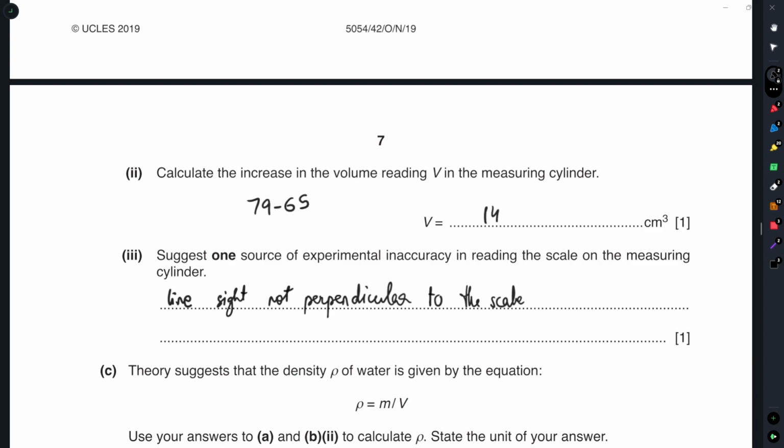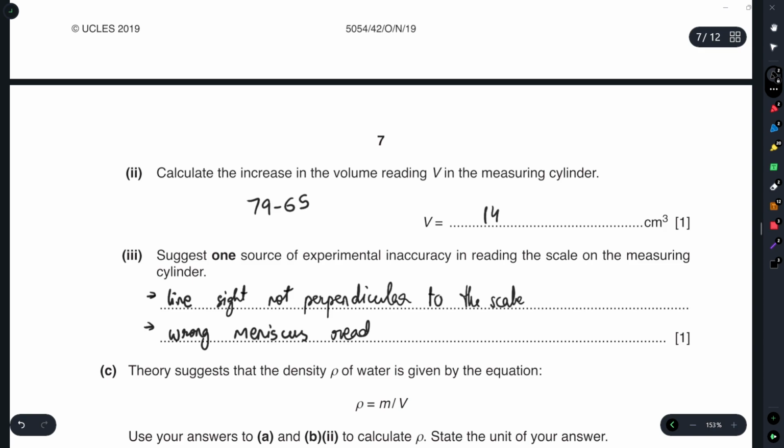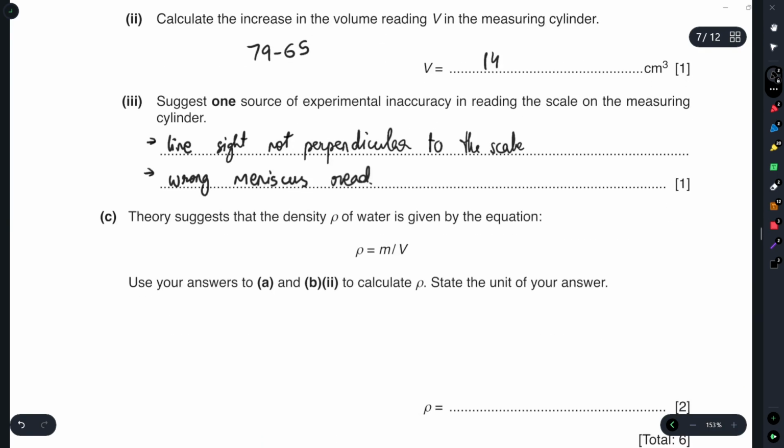The second thing you could say would be that obviously when we take a reading anywhere in measuring cylinders, test tubes and so on, the meniscus of water, so wrong meniscus, I think the spelling of meniscus has an M-E. So wrong meniscus read, that could be a source of error. Okay? So these two right here are what you're going to suggest.